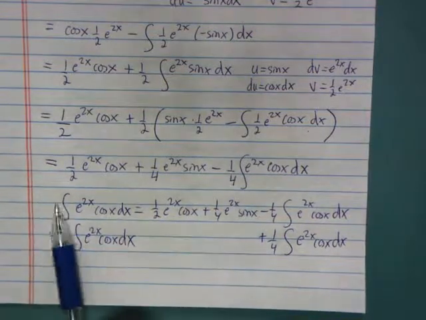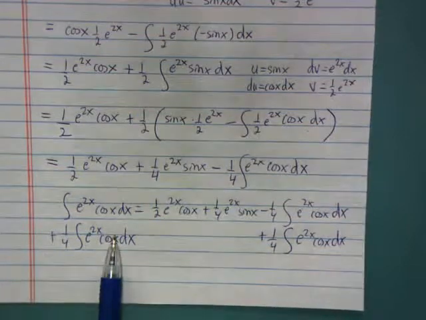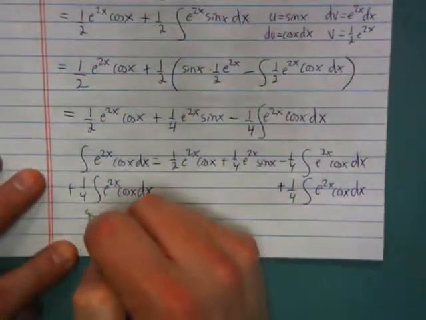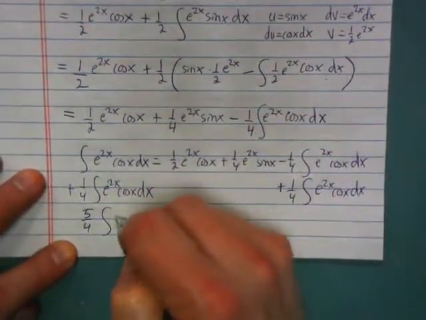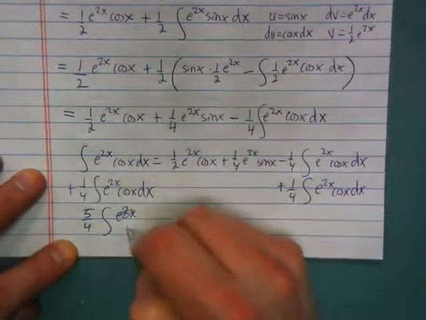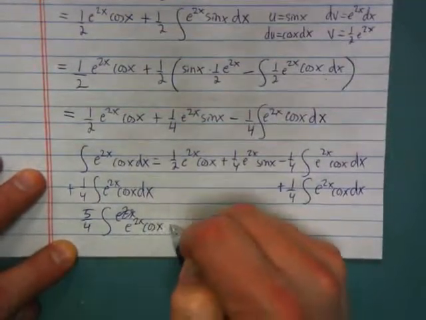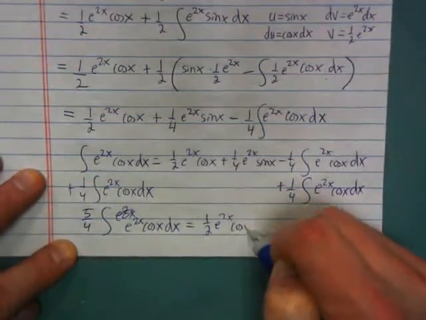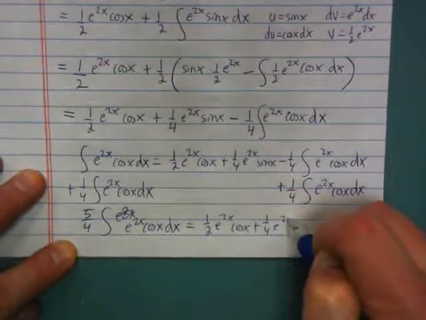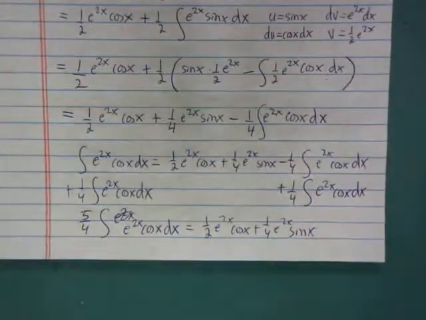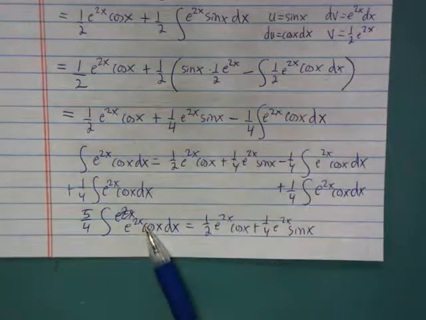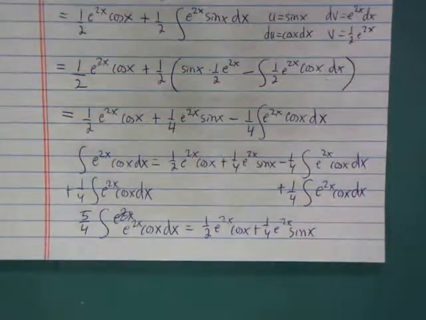I have one thing plus a quarter thing. That's 5/4 of a thing, right? Where this thing happens to be the integral. So we have 5/4 the integral of e to the 2x cosine x dx equals 1/2 e to the 2x cosine x plus 1/4 e to the 2x sine x. And finally, to get this integral all by itself, which is what I wanted from the beginning, multiply the whole thing by 4/5.